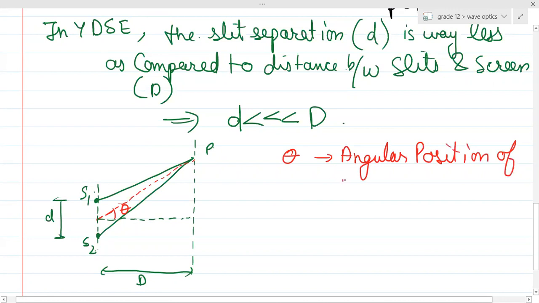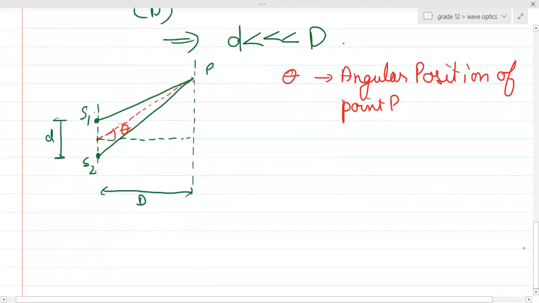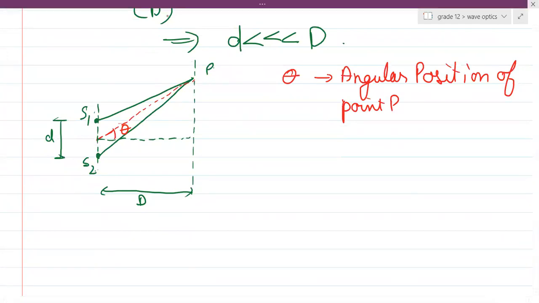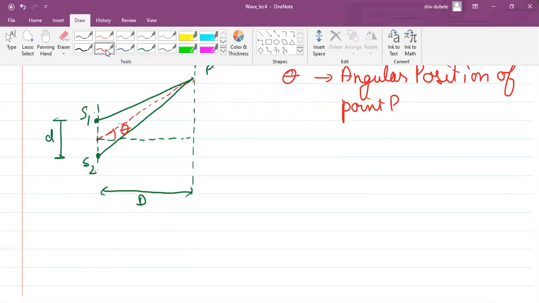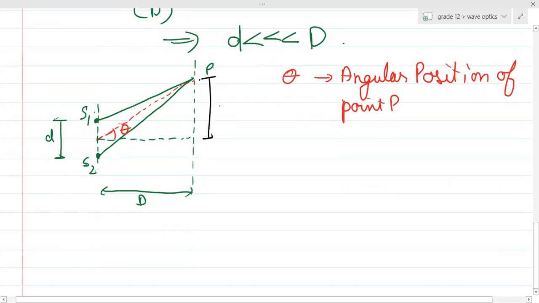of point P, or of whatever bright fringe or dark fringe will be forming over there. Theta is called the angular position, right? Can you see from here, if I assume that angle to be theta, this was y. So in this triangle, this point was O, and let's say the midpoint is M.